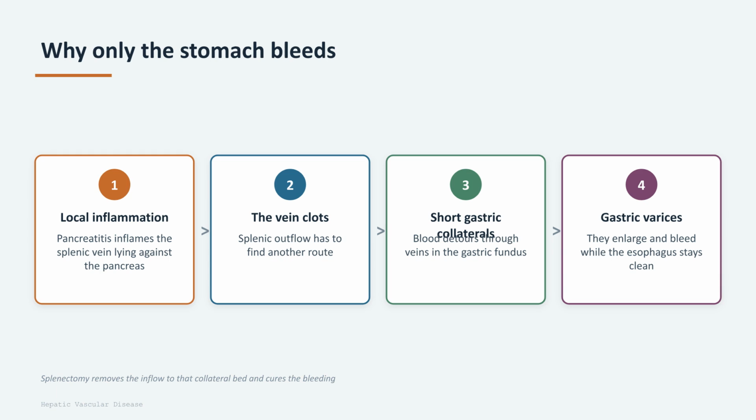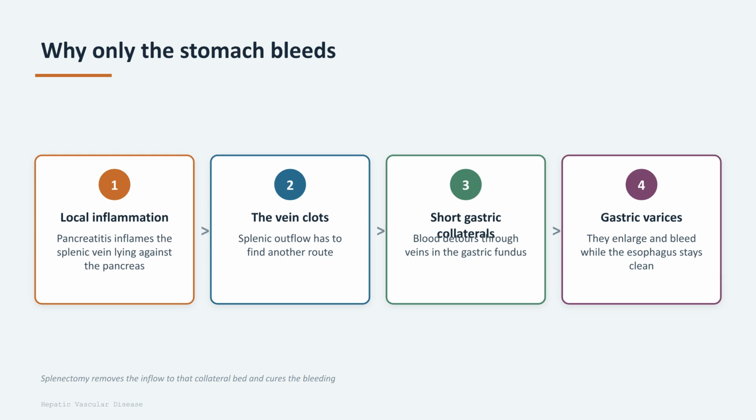Walk the mechanism one step at a time. Step 1. Pancreatic inflammation. The splenic vein lies right against the pancreas, so it takes the hit. Step 2. The vein clots, and splenic outflow has to find another route. Step 3. Blood detours through the short gastric veins into the fundus of the stomach. Step 4. Those veins enlarge into gastric varices and they bleed.